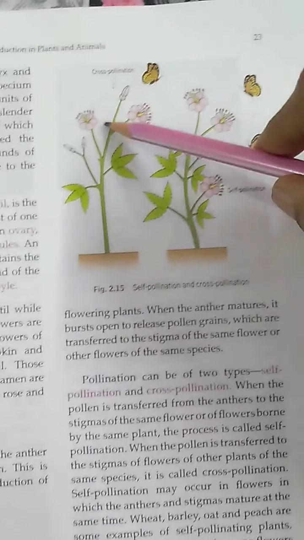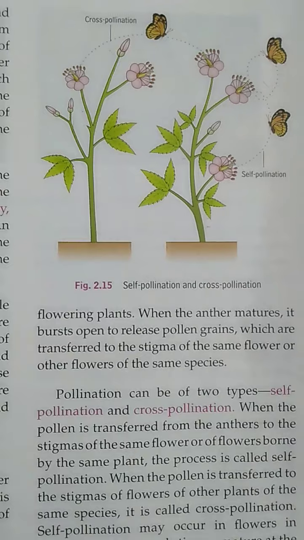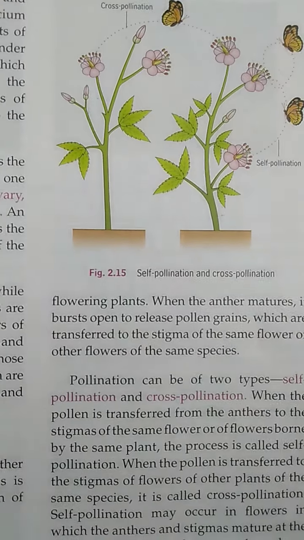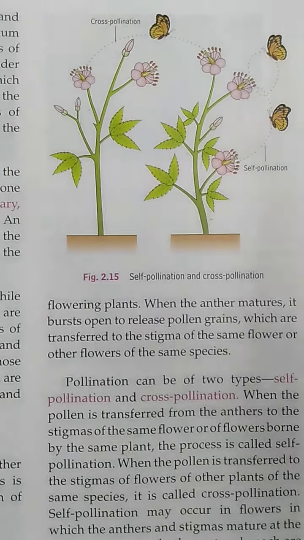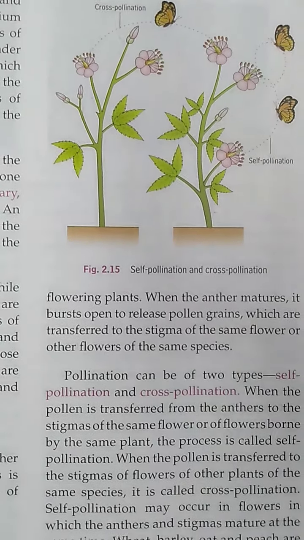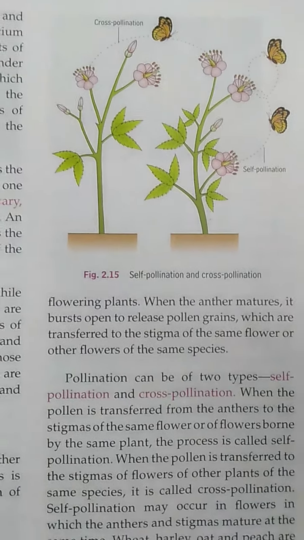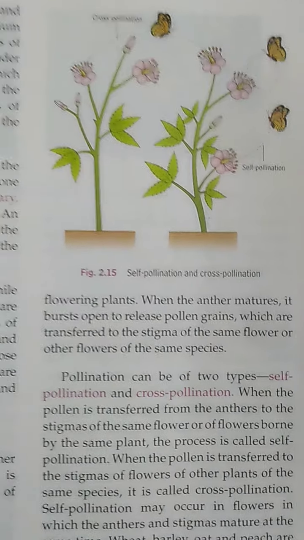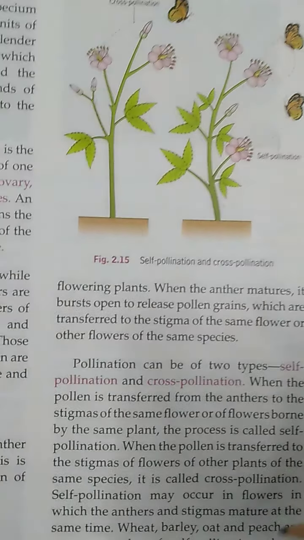So it is all about pollination and cross pollination. Now the first condition for the process of self pollination is that both anthers and stigmas should mature at the same time, because if they are mature at the same time, then the pollen from the anthers will be easily transferred to the stigma.